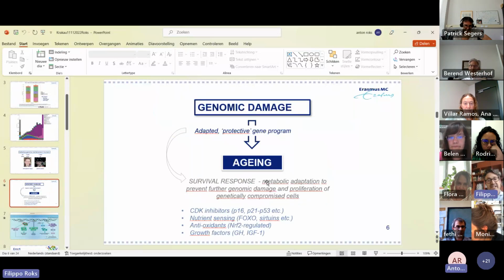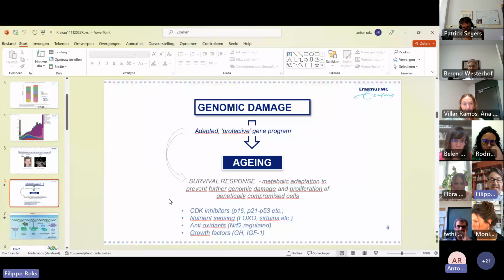And aging, we should see it as an adaptive response. If we put it in the framework of DNA damage, basically your DNA gets damaged, and what the body is doing is it tries to roll out an adapted protective gene program, a so-called survival response, which is centered around the metabolic adaptation to prevent further genomic damage and also to prevent proliferation of the genetically compromised cells.